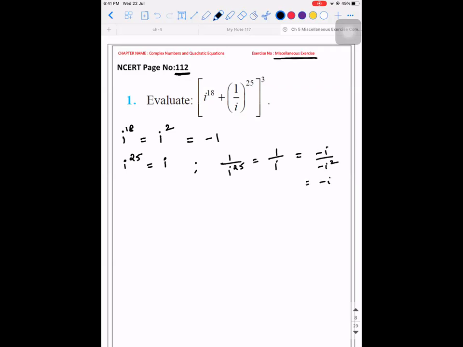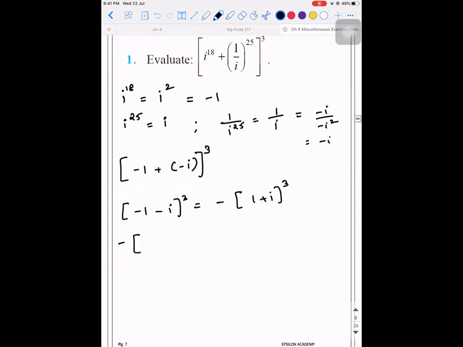Am I right? So i power 18 can be replaced with minus 1, plus 1 by i power 25 can be replaced with minus i, the whole cube. Any doubt till here? So it is minus 1 minus i, the whole cube. I'll take the minus sign outside. Minus of 1 plus i, the whole cube. Tell me what is the formula? a cube plus b cube plus 3a square b plus 3ab square. Correct?